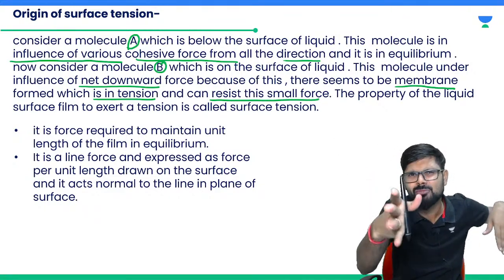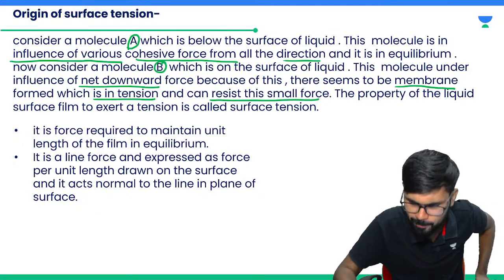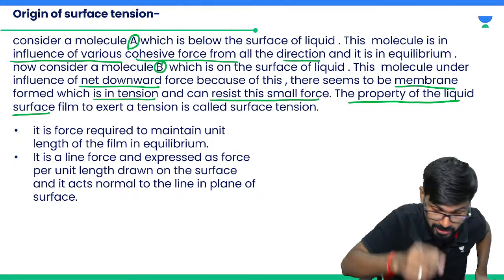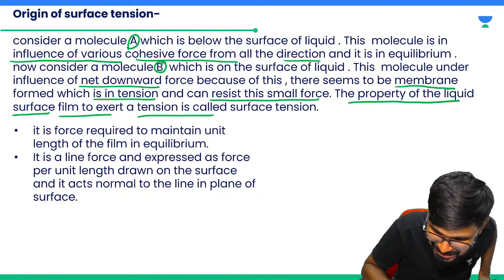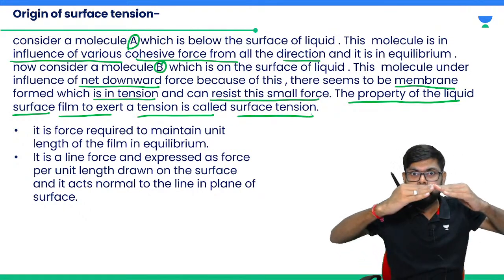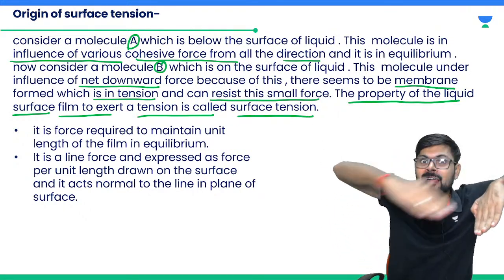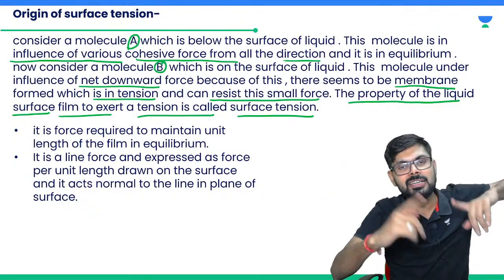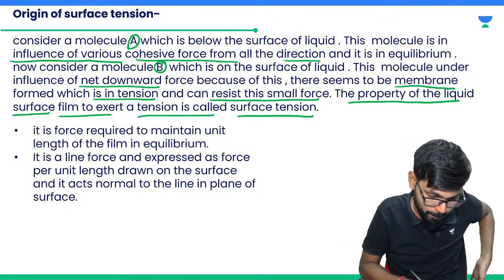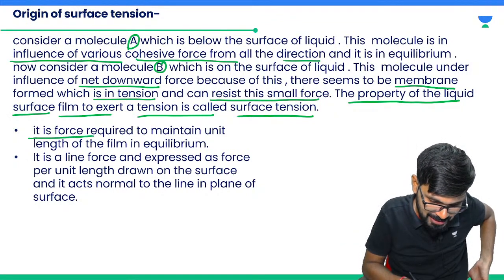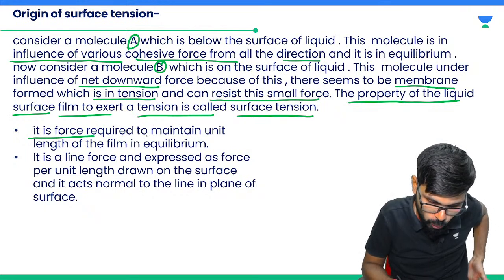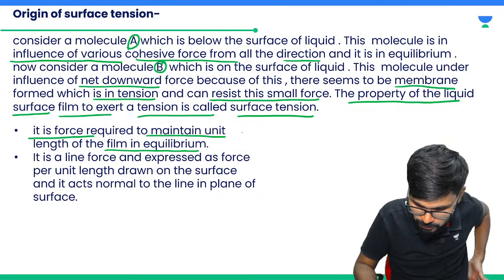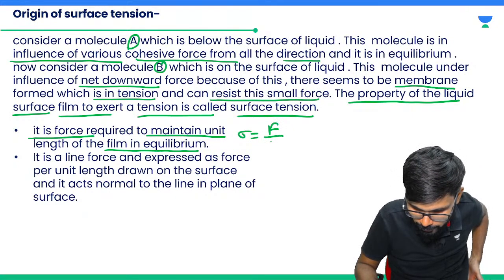बहुत small है, इतना small है कि तुम सोच भी नहीं सकते. Molecular force है भाई. The property of the liquid surface film to exert a tension is called surface tension. It means actually the surface is in tension. But one component of that tension is going to balance this net downward force. So what is surface tension? It is the force required to maintain the unit length of the film in equilibrium. That is sigma is equal to F by L.